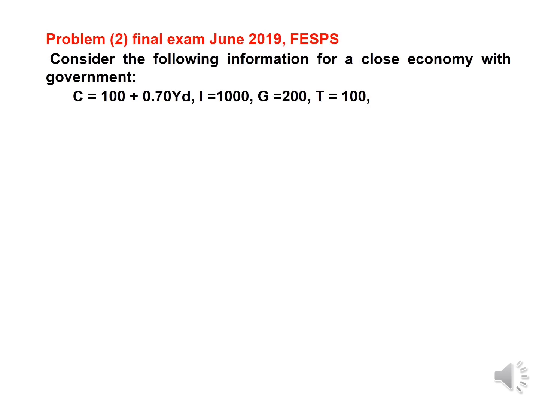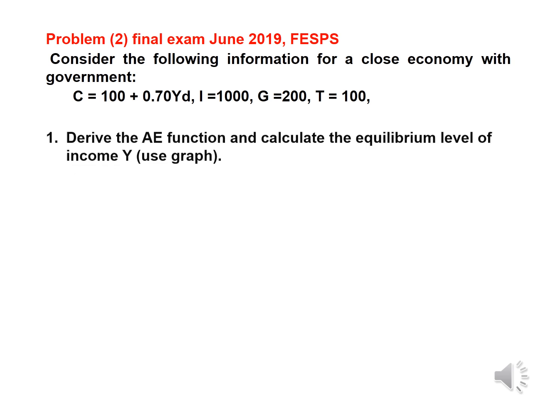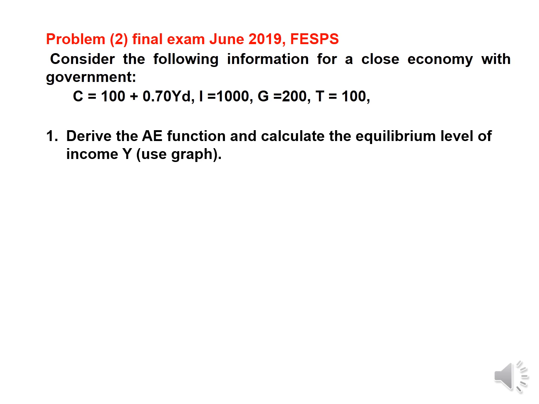Consider the following information for a closed economy with government. C equals 100 plus 0.7 disposable income, investment equals 1000, government spending 200, taxes 100. First, derive the aggregate expenditure function and calculate the equilibrium level of income Y.